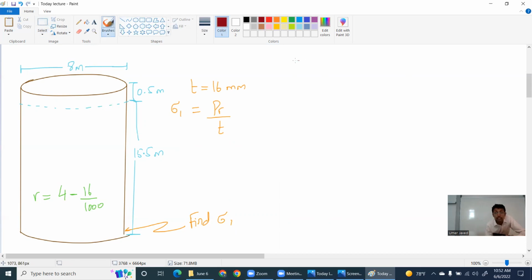First, I will say that sigma 1 is equal to PR over T for a thin cylindrical pressure vessel. What is sigma 2? Sigma 1 was hoop stress. What was sigma 2? Longitudinal. Sigma 2 is longitudinal and sigma 1 is hoop or circumferential stress. I am intentionally using this English again and again because I also want you to remember this.